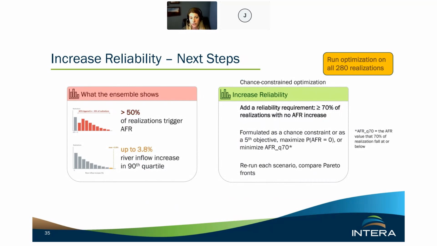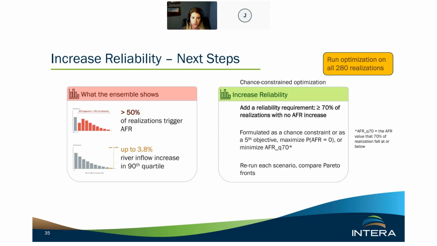We could also formulate it as an objective. Say a 5th objective, just maximize reliability, push it towards 1 if you can. Let's say 100% of the realizations have no AFR triggering. That might be too much, but by including it as an objective, you can see that trade-off.